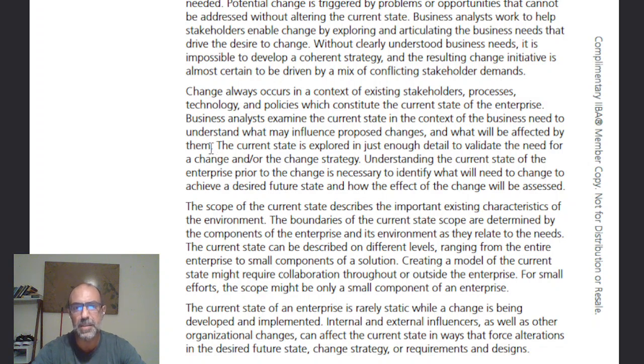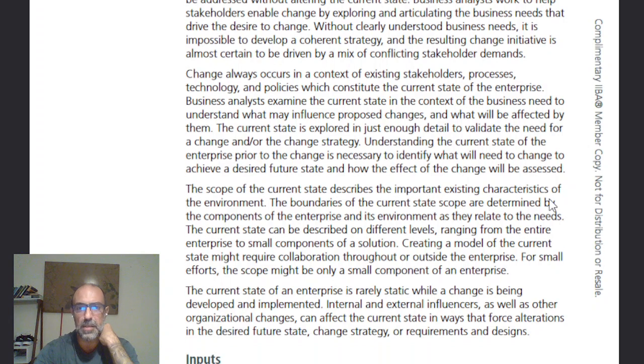So what we do is basically take a step back in order to see where we are and what are the things that could actually work and what are the things that could influence it, and what are the effects of changes or anything that we touch, how can it affect the overall process that already exists. The current state is explored in just enough detail to validate the need for a change and or the change strategy. Understanding the current state of the enterprise prior to the change is necessary to identify what will need to change to achieve a desired future state and how the effect of change will be assessed.